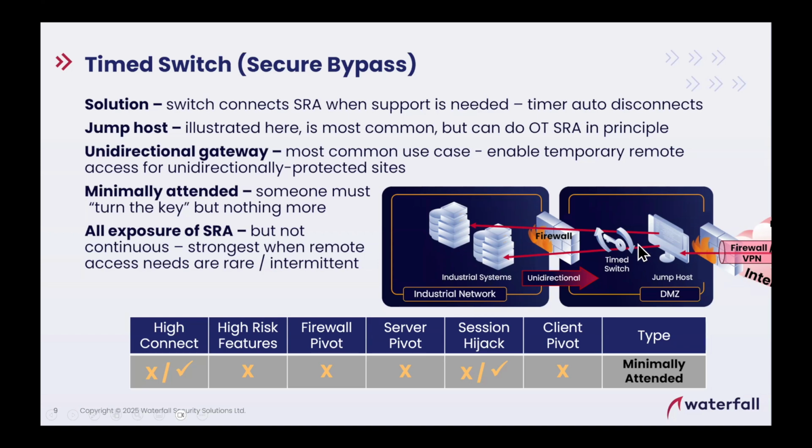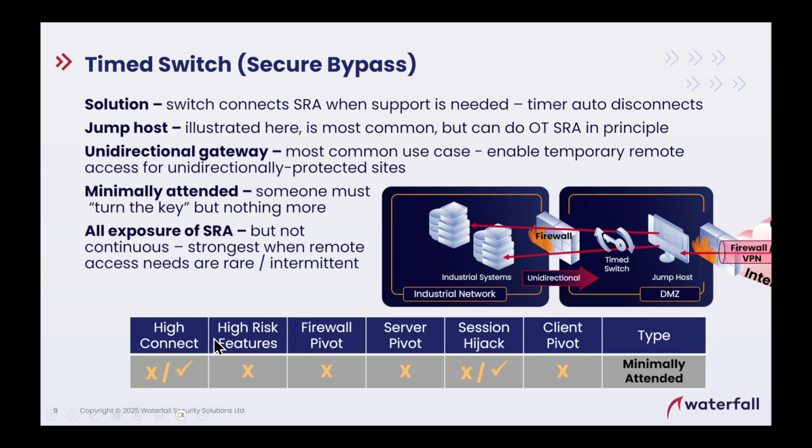In an emergency or when you need some help from IT, somebody has to walk over, turn the switch. IT comes in, helps, and then 30, 60, 90 minutes later, the switch automatically pops back, whatever you've got programmed in the device. And now, until someone touches the device again, the OT remote access is disconnected. There is electrically no way to get to it. The only way information can flow is through the one-way out. So this is a timed switch.